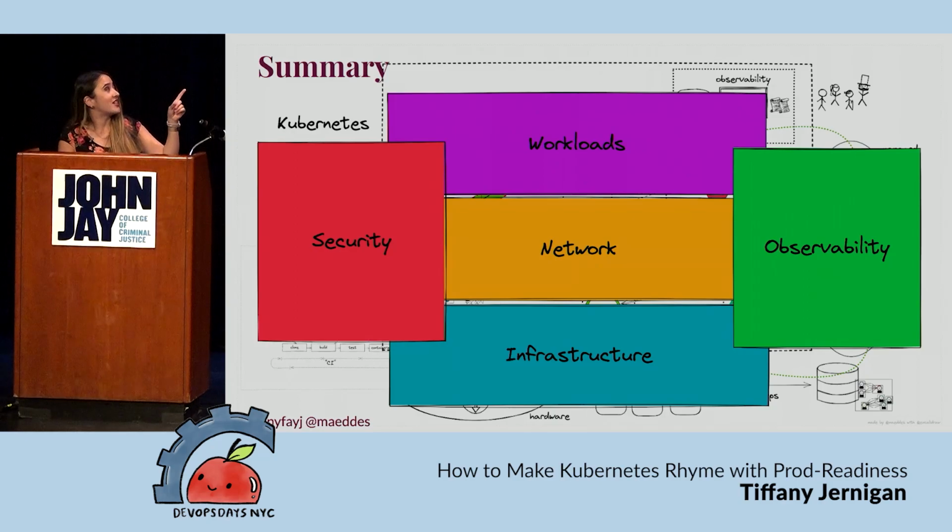So back to this slide, to basically simplify it, these are the problem areas, or at least some of them, there are going to be other things too. But these are the main ones that Matthias and I came across when we were looking through the things that you have to deal with. So again, that's security, workloads, network, infrastructure, and observability.